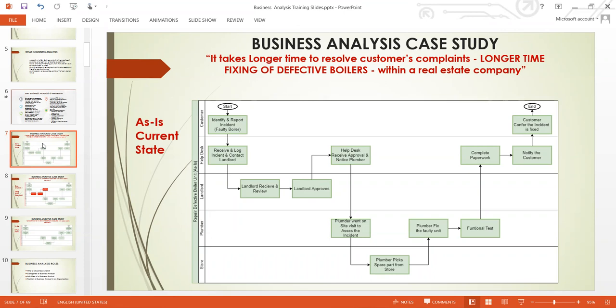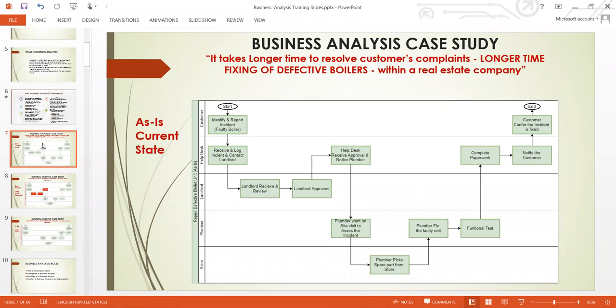They have a lot of backlogs. People are complaining, a lot of backlogs about defective boilers. So now they are looking for a solution to their problem, and they are looking for a business analyst that will help them resolve this problem. And they hire you as a business analyst to look into their matter. So now, as a business analyst, you join this company. They tell you that their problem is that it's taking them a longer time to resolve customers' complaints within their real estate company.